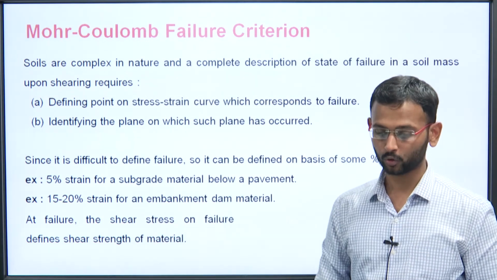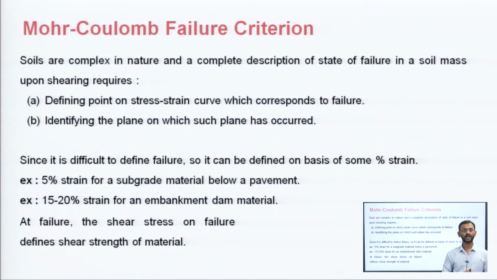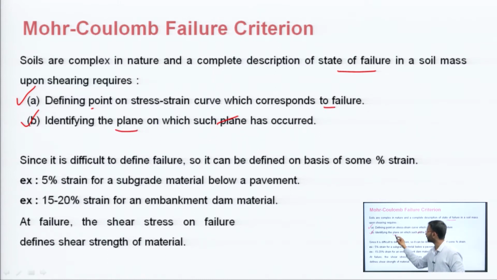Now, if we talk about Mohr-Coulomb failure criteria, so understand here that soils are complex in nature and a complete description of the state of failure in a soil mass upon shearing requires two things. First, at which point failure is occurring; second, on which plane failure is occurring, alright. Defining the point on the stress strain curve which corresponds to the failure, first thing, identifying the plane on which such failure has occurred, alright.